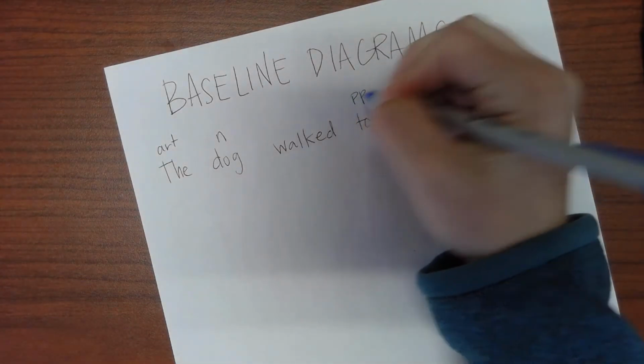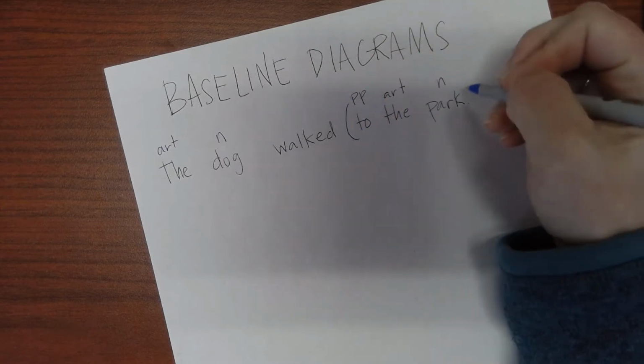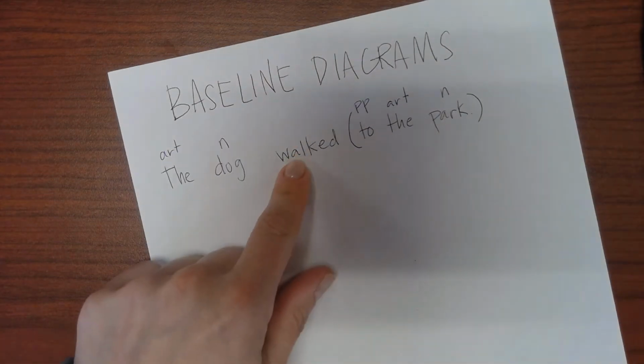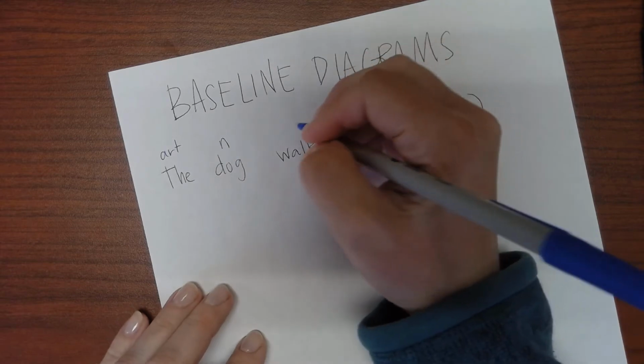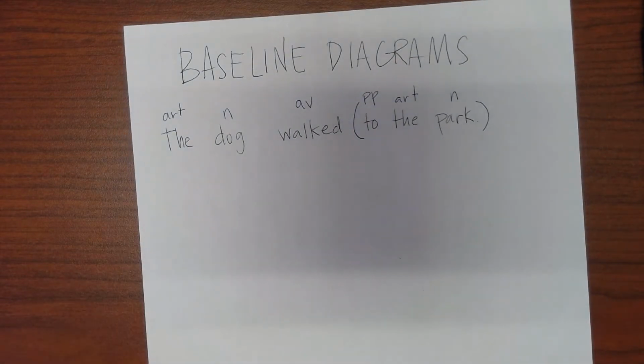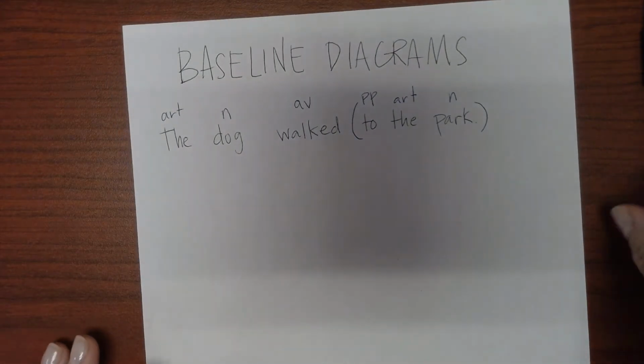We do "to" preposition and then parentheses, please. And then all we have left is this word walked. And that is our action verb, because every sentence needs to have one of those. So this is how we'll diagram.